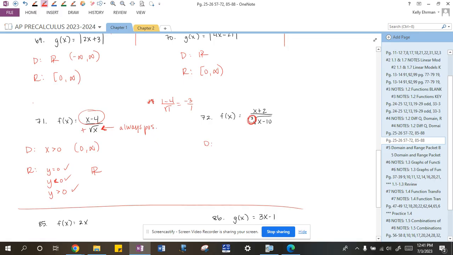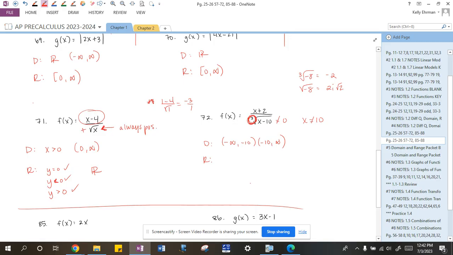For this one, odd roots have no stipulation that you have to stay positive. X minus 10 can be positive or negative. I can cube root negative 8, for example. I just can't square root negative 8. That's an imaginary number. So with the cube root, the only issue is that this is in the denominator, so x can't equal 10. Other than that, we're good. So the domain is negative infinity to 10, 10 to infinity.